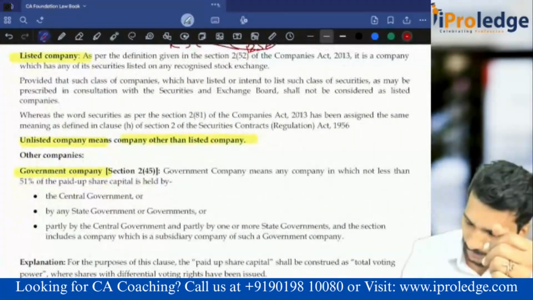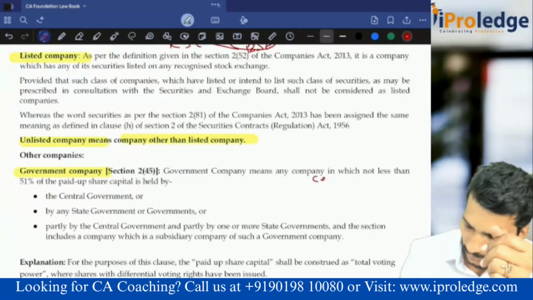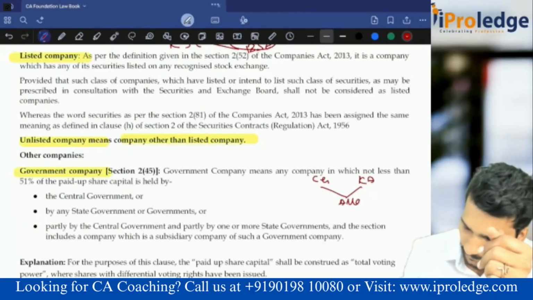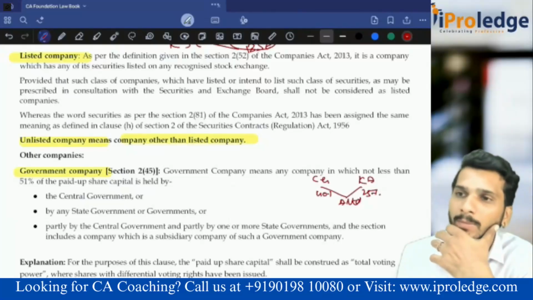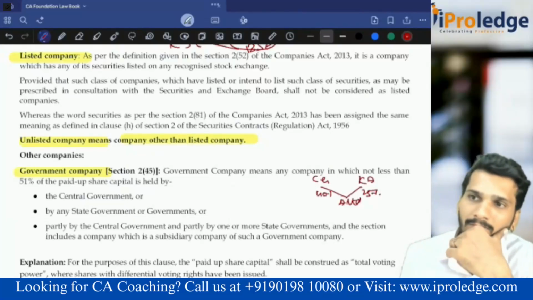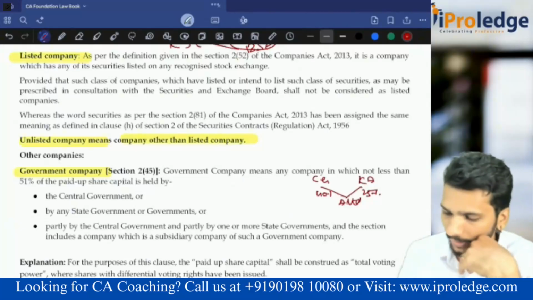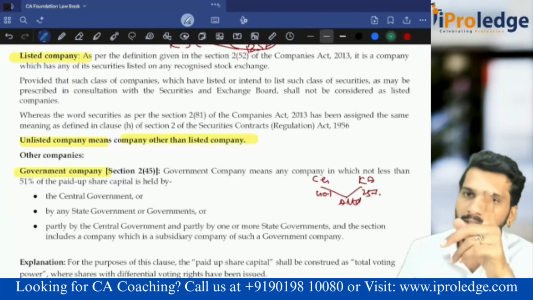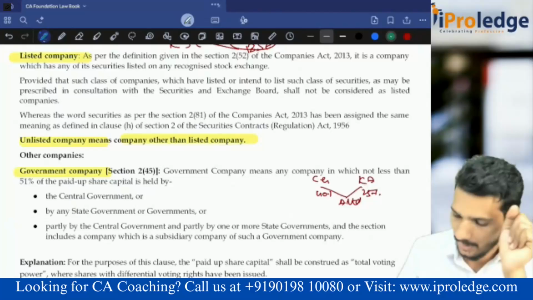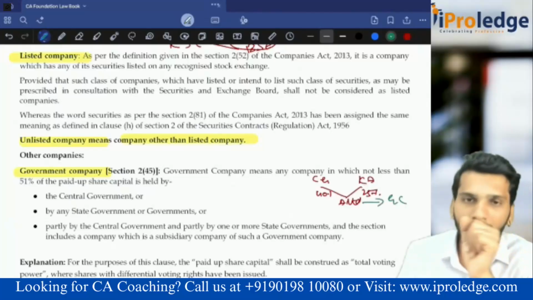Now, central government plus Karnataka government is holding 40% here, 25% here. Can I say more than or equal to 51% is there? In A Limited, more than or equal to 51% is held by government. That's why this A Limited is called a government company.